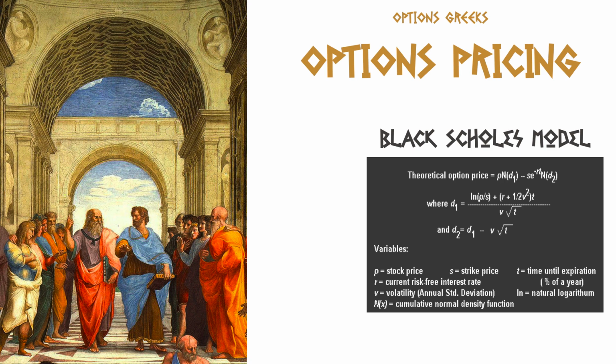There are several variables that go into the Black-Scholes model. You can see those down here. The variables are listed out. P equals stock price, R equals current risk-free interest rates, V equals volatility. You got the N(x), which is the cumulative normal density function. You got S equals strike price, T equals time until expiration, as a percentage of a year, and ln equals natural logarithm. And all that information plugs into that formula. And the computer does all the math for you, mind you.